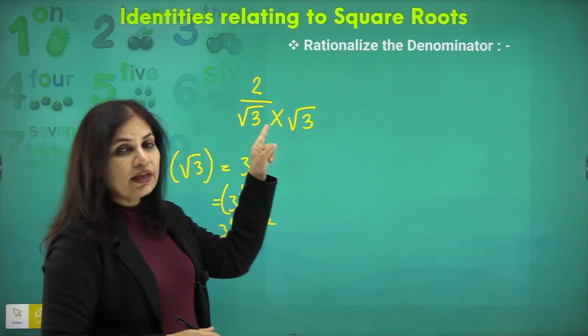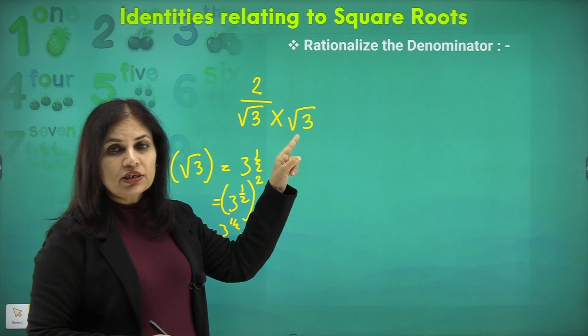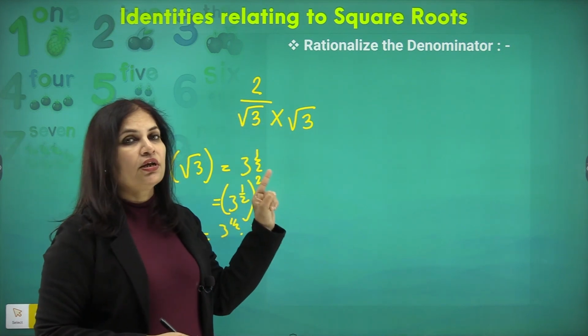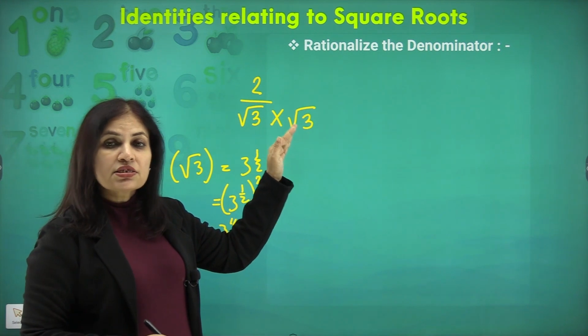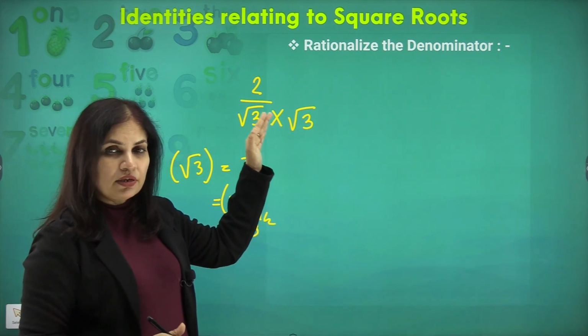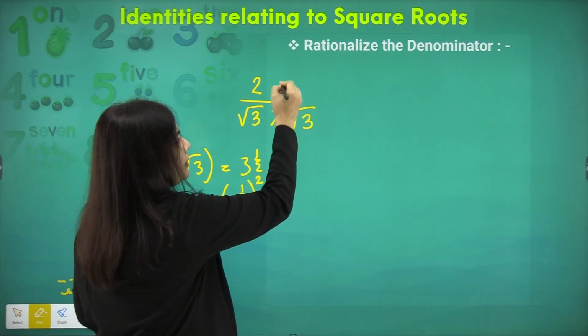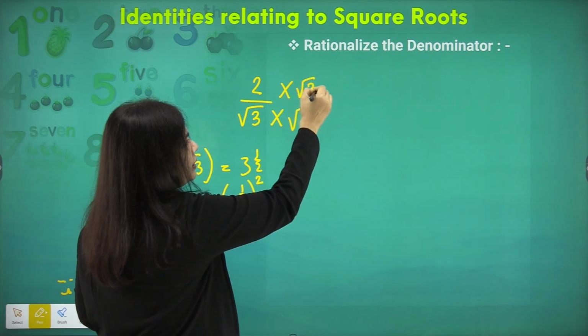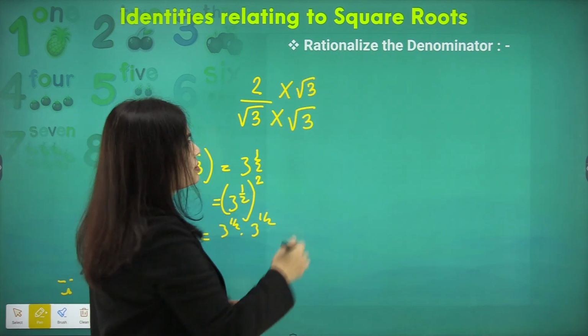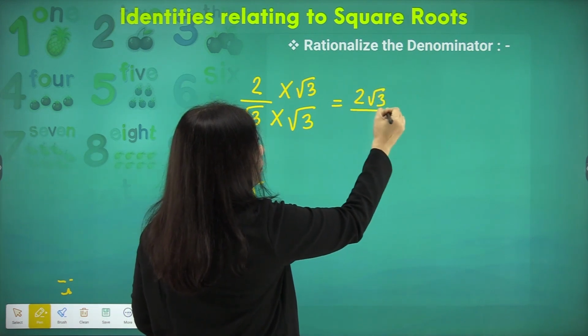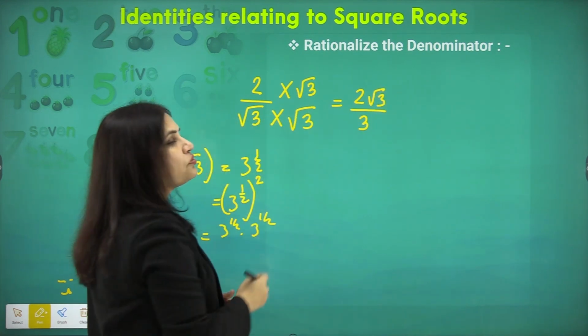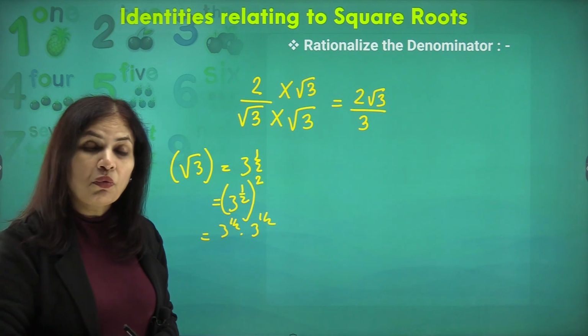So, I can rationalize the denominator or convert an irrational number to a rational number only by multiplying the same irrational number. So, multiplying the numerator and denominator by root 3. Let us see what I get. I get 2 root 3 upon 3, because root 3 into root 3 will give me 3.